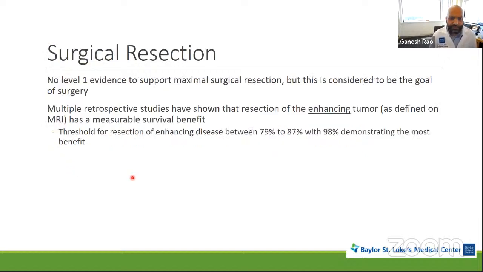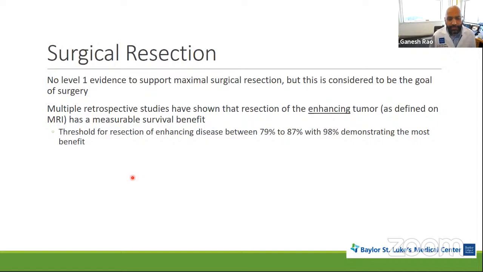So I'm a surgeon. I'm going to focus largely on surgical technique. There is, in fact, no level one evidence to support the fact that maximum surgical resection has a benefit, but many retrospective studies have shown that there is a significant survival advantage if we can remove as much of the tumor as safely as possible. And that, in this case, is defined by the enhancing tumor.